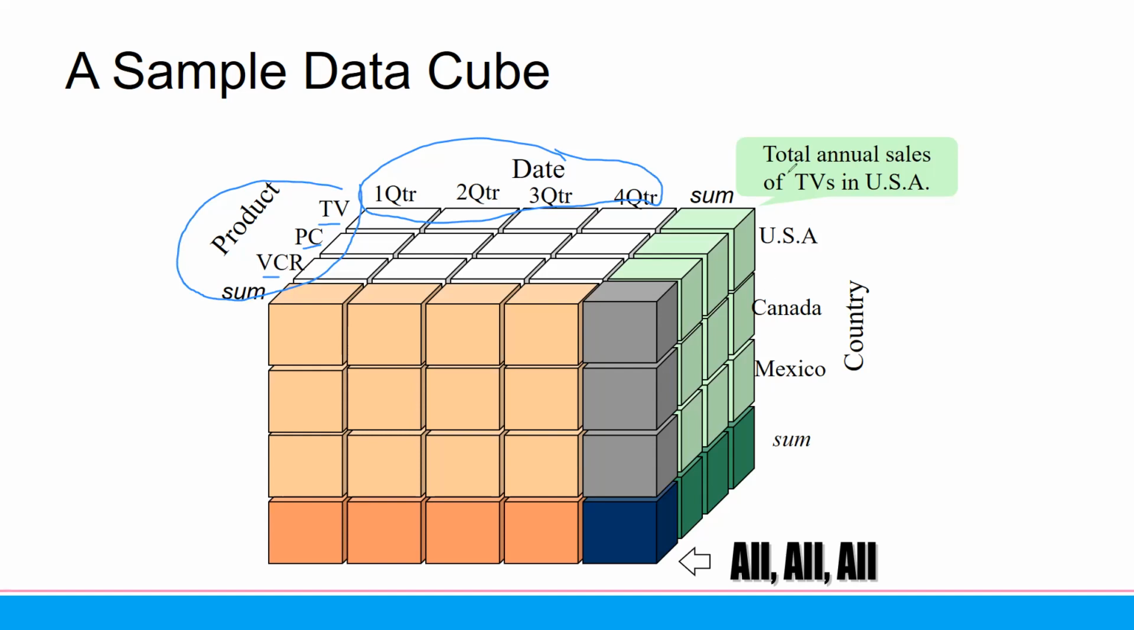Anyway, we have the total annual sales of TV in USA, and this is the USA, Canada, and Mexico. So you can say, I want to see only this part. It means in the USA, in the fourth quarter, and I want to see the product PC.